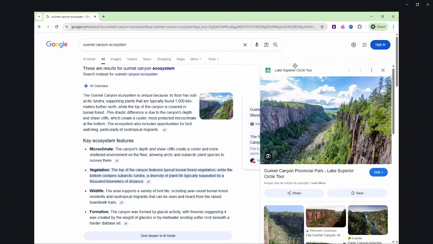So instead, what you could do is do aerial photography and take a picture of that. Okay.